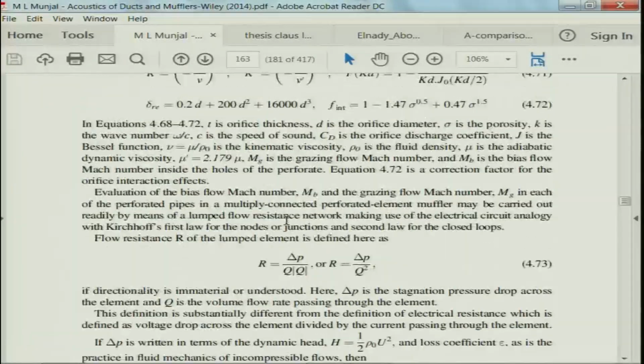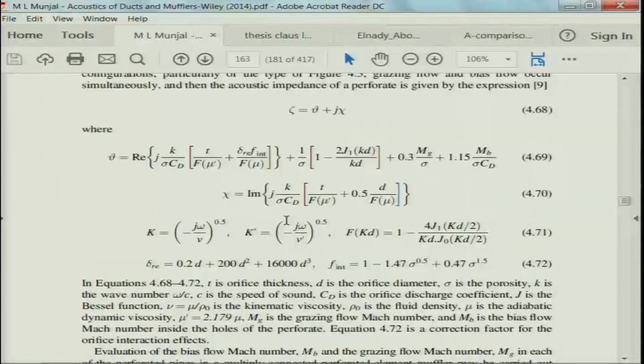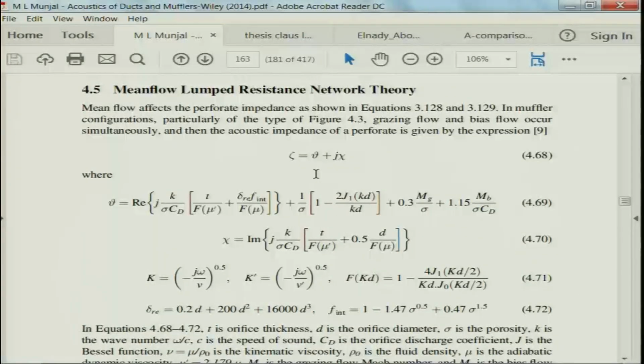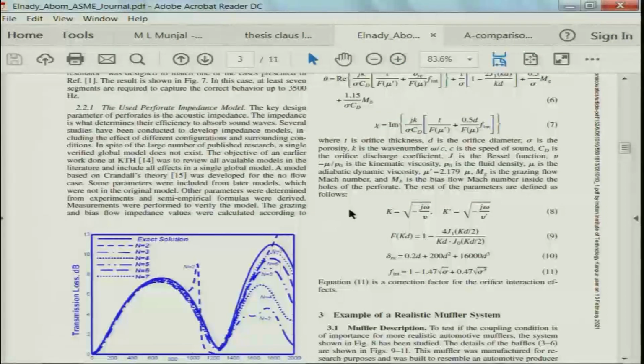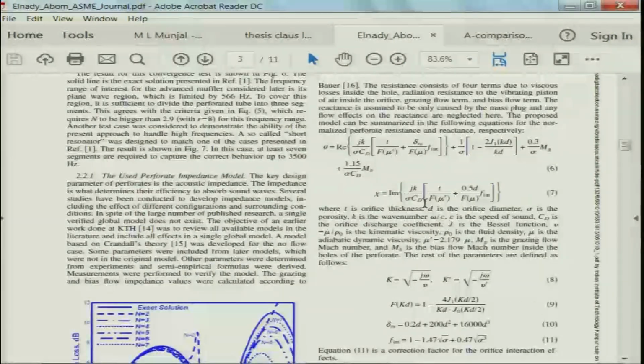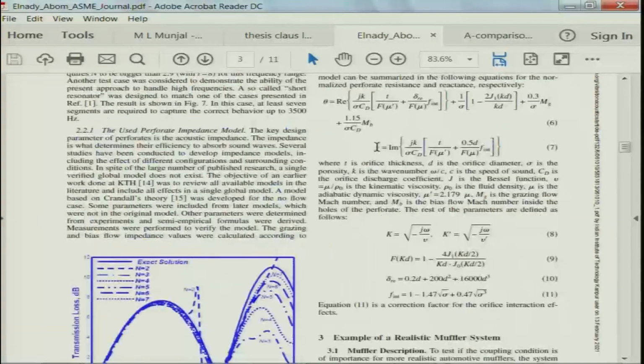And your sigma is the porosity. So, what is sigma? How do you determine porosity? Let us also talk about the different symbols here. CD is the coefficient of discharge, K is as usual the wave number, K naught, for the forcing frequency, and C is the sound speed. Nu is mu by rho naught, that is the kinematic viscosity, and nu dash is 2.17 times mu. There are a number of things here. We just talked about this sigma, which is the porosity. So, how do you define porosity?